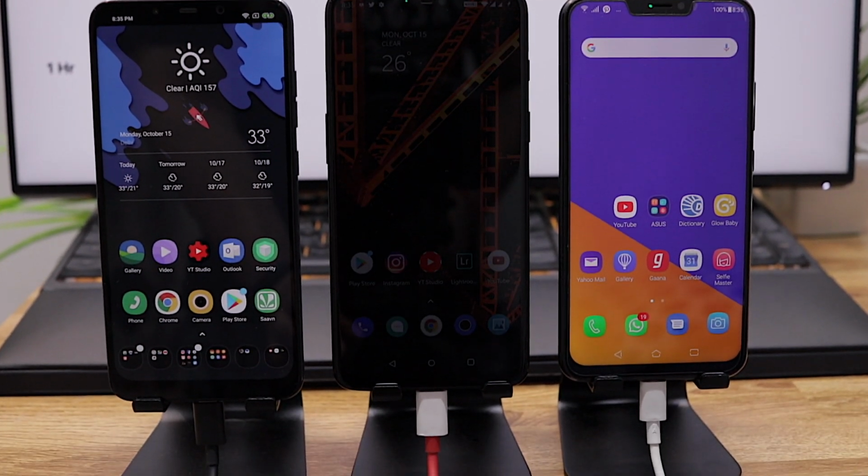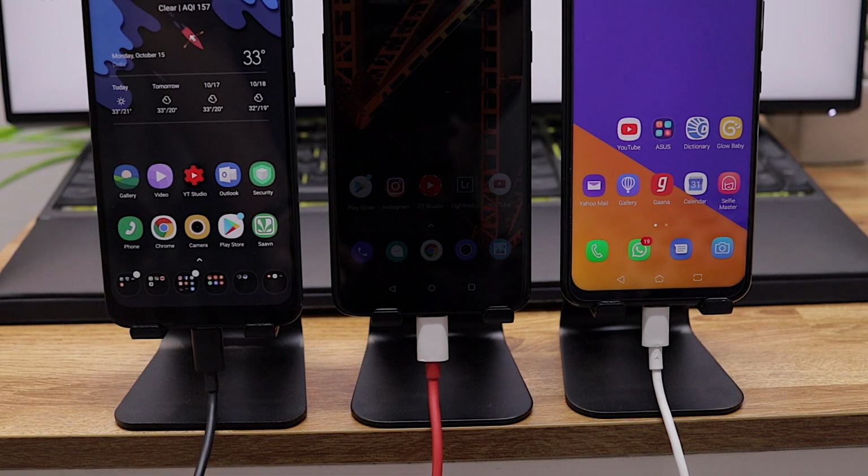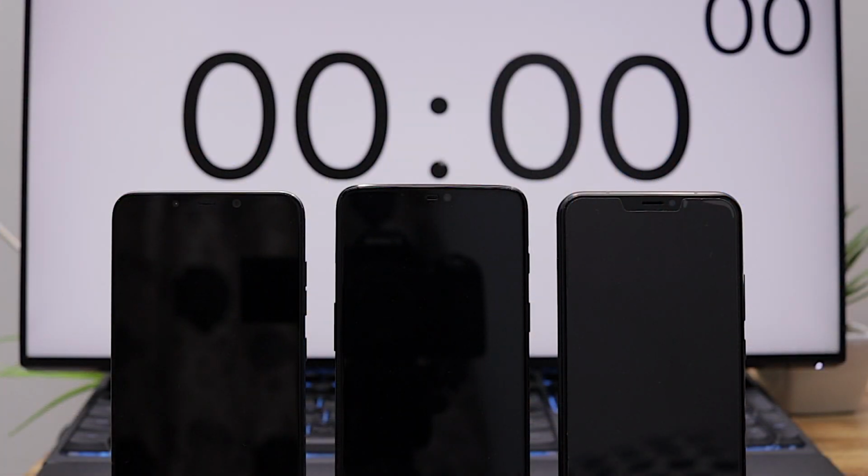Hey guys, Gautam here, and on popular demand, I'm back with a battery charging speed test between the OnePlus 6, Asus Zenfone 5Z and Poco F1. Last time when I did this speed test, a lot of you asked to do a speed test with the phone on. So here it is.